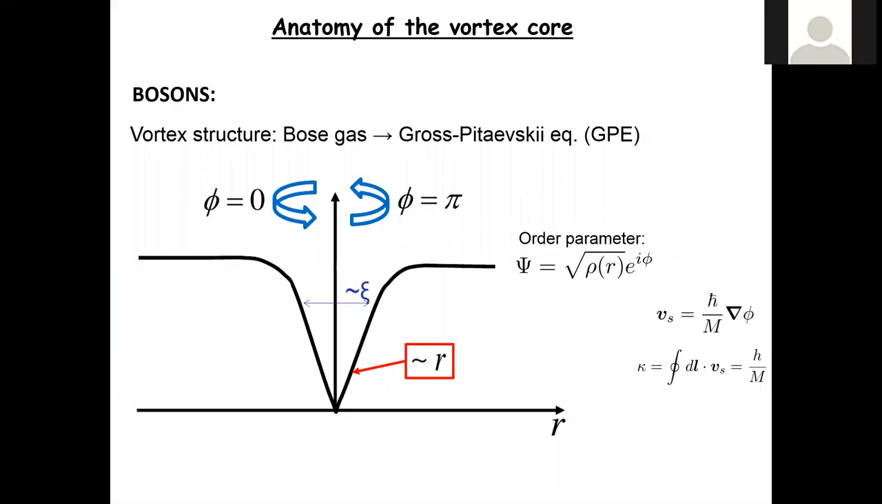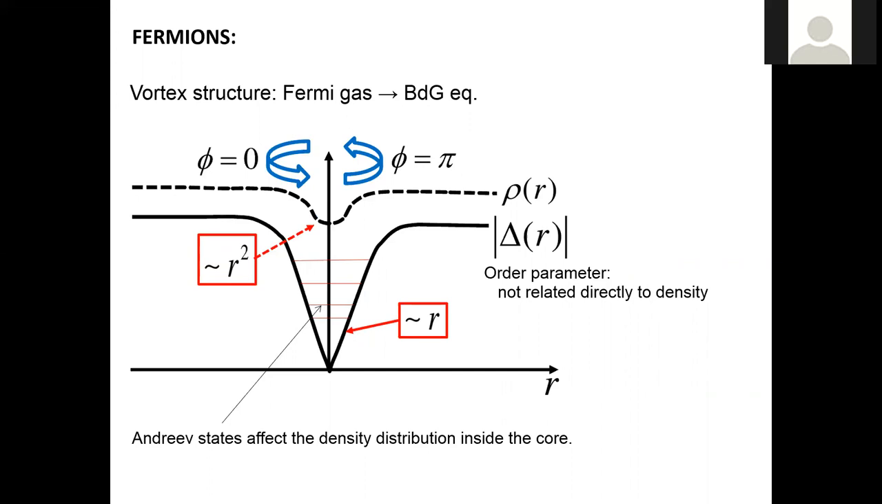So let me start with the vortex. As you know very well, in the case of bosons the vortex structure is rather simple. If we have a condensate wave function, it drops to zero inside the vortex. So at zero temperature, in the bosonic system, the vortex is predicted to be empty. In the case of fermions, the situation is different, because we have an order parameter which drops to zero, but the density does not drop to zero. Actually, one can show that in the case of a spin symmetric system there is a depletion in the density inside the vortex core, so the density behaves like R squared inside the core.